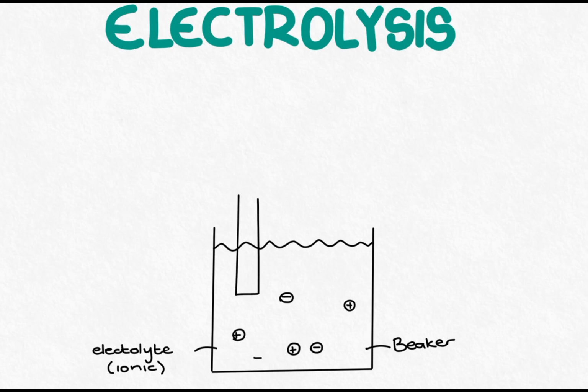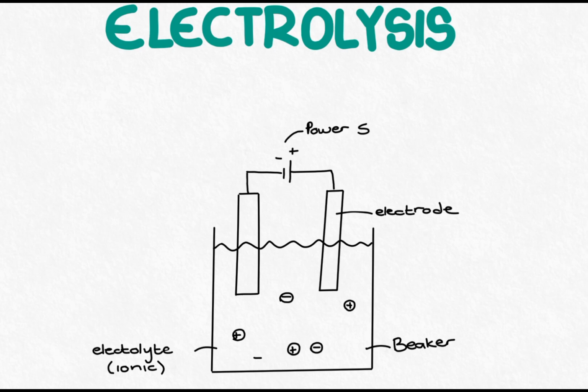I'm then going to need 2 electrodes. Now these electrodes are usually made up of metal or graphite that can conduct electricity into or out of our electrolyte. They are then connected to my power source. Now my power source will have a positive as well as a negative pole. My positive pole will be connected to my positive electrode, and my positive electrode is called my anode. Then my negative pole will be connected to my negative electrode, and this is called my cathode.